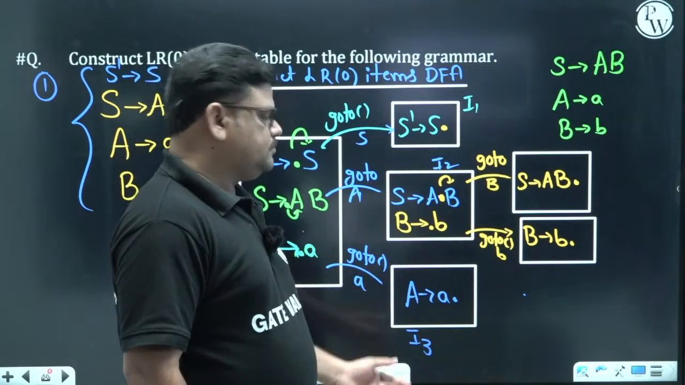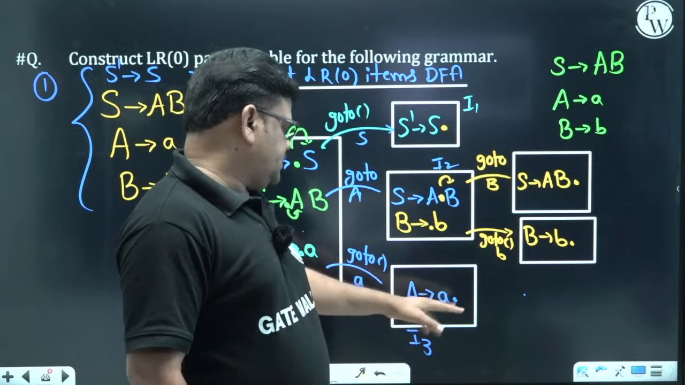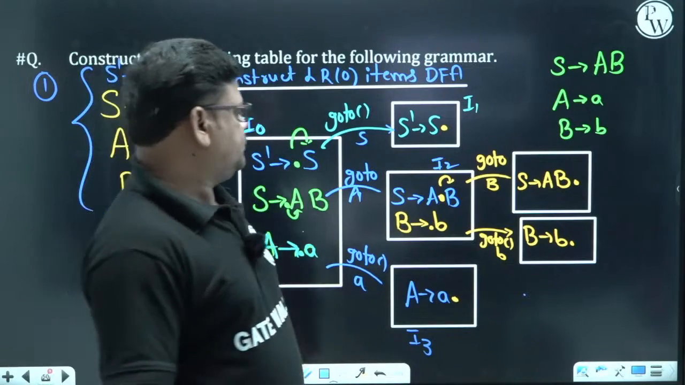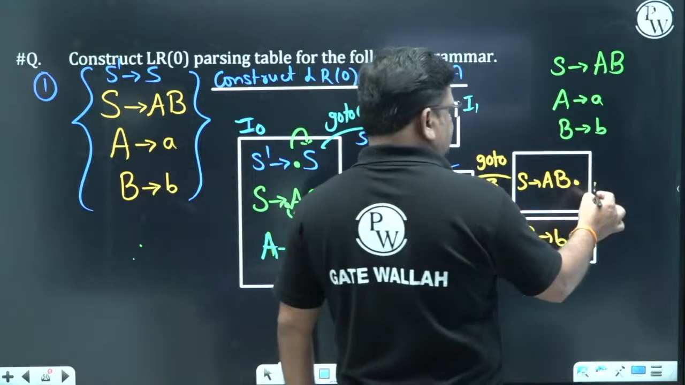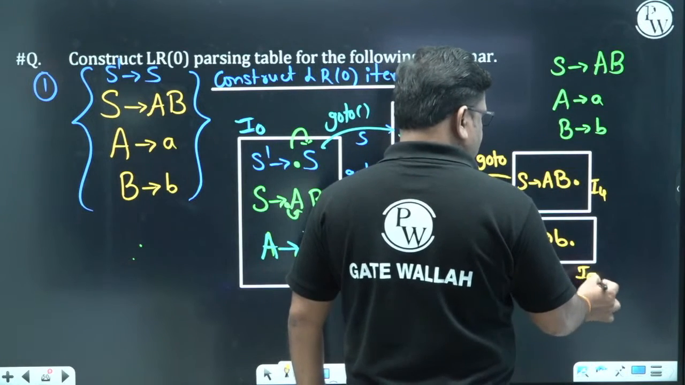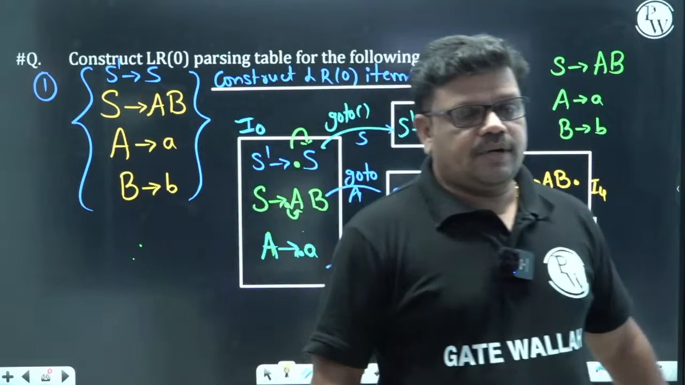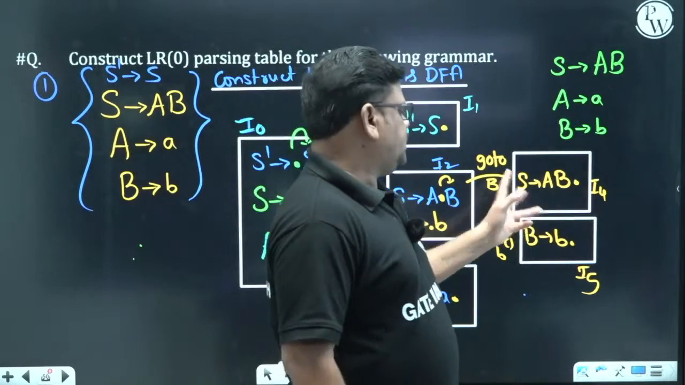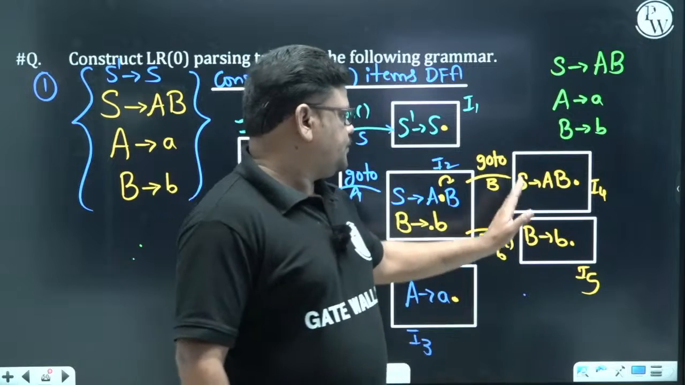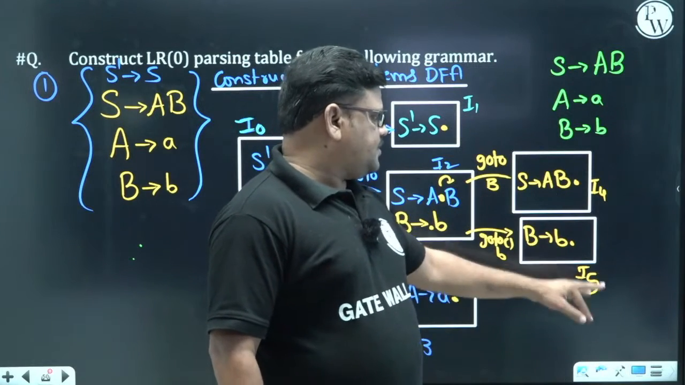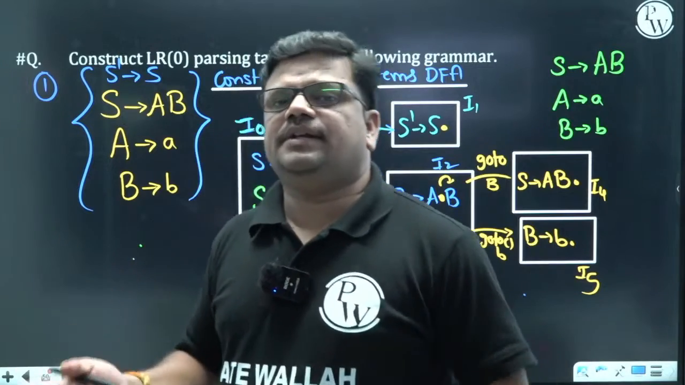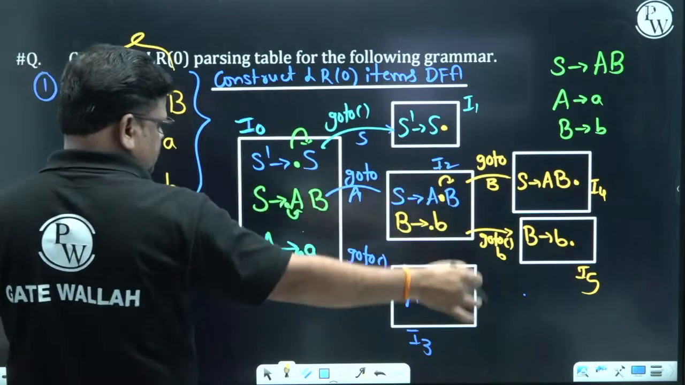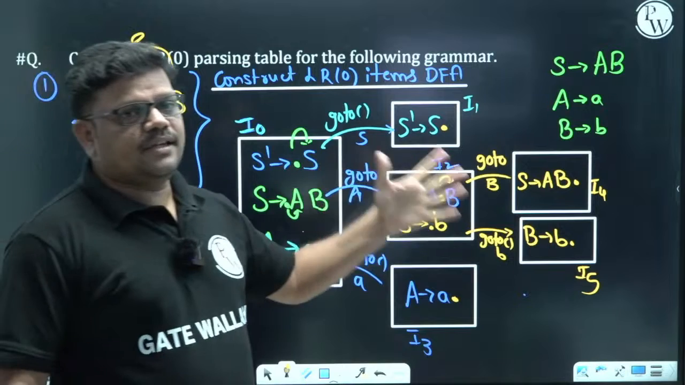I3 state, any closure and goto? In the I3 state, the dot is already at the rightmost end, so no closure, no goto. Now we can name these I4 state and I5 state. Any closure and goto on I4, I5? Closure is completed and goto is completed, so no closure and no goto possibility. That's all. This is the DFA. Whenever a grammar is given, we should be in a position to construct this. So these are our states.